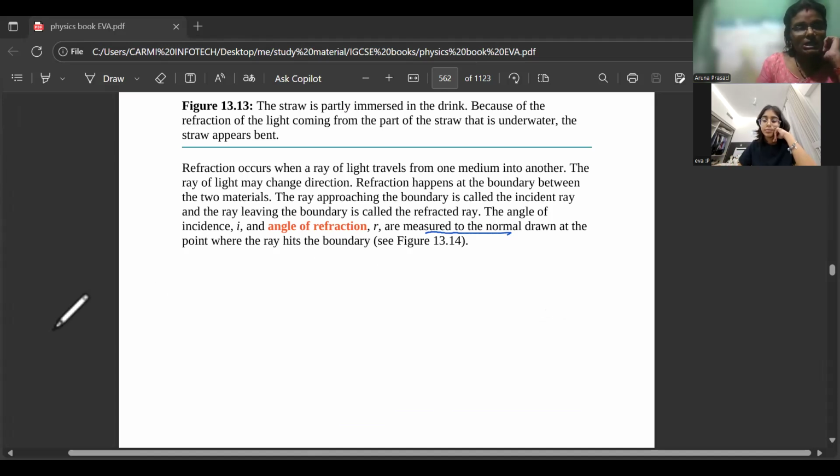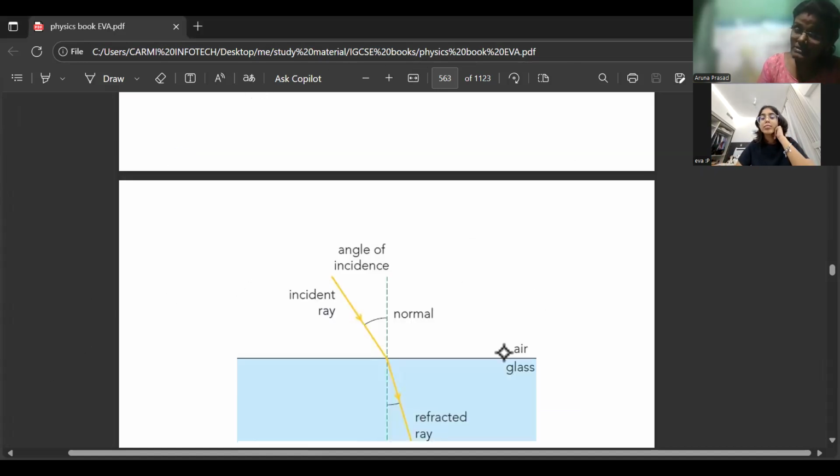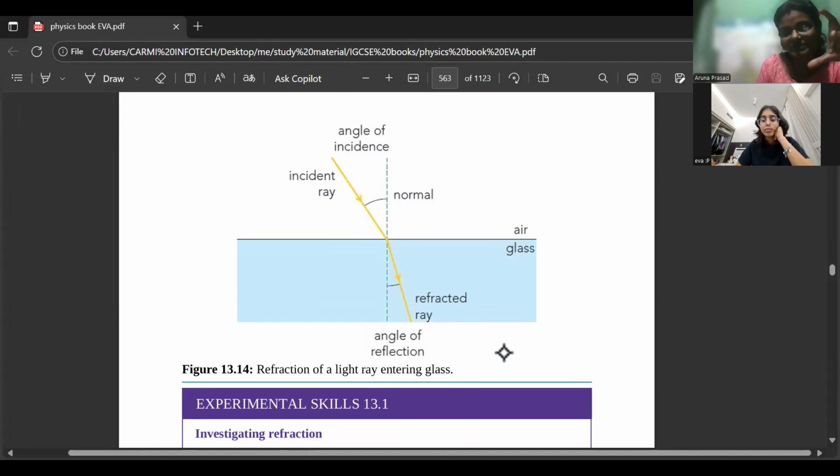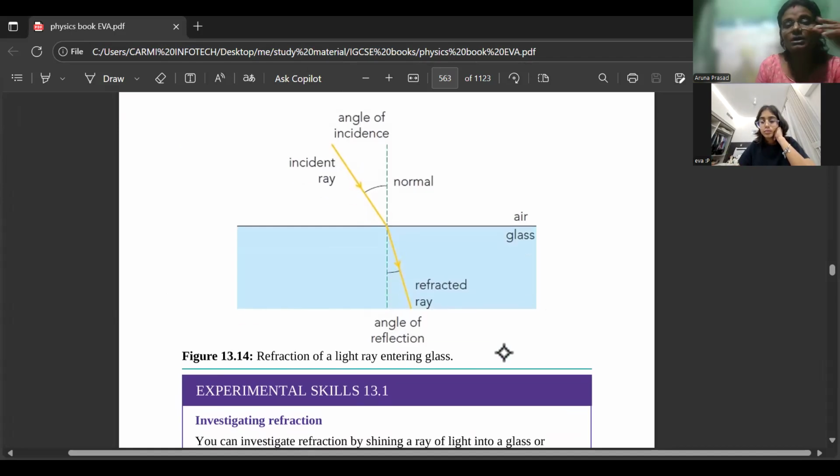Now draw the picture first, then you will have to write all these things. First draw the picture, and this is very important. Not a rough picture, a clear picture you have to make. If possible, I will suggest you use your scale or ruler.